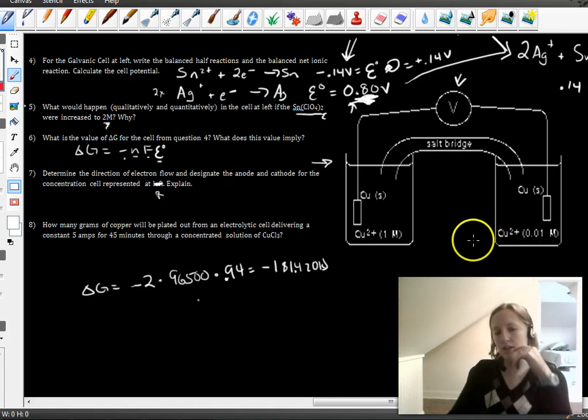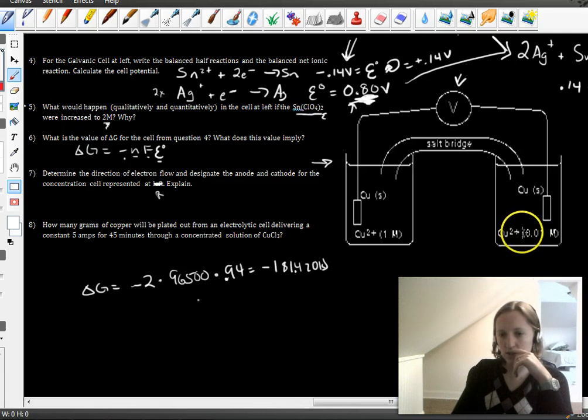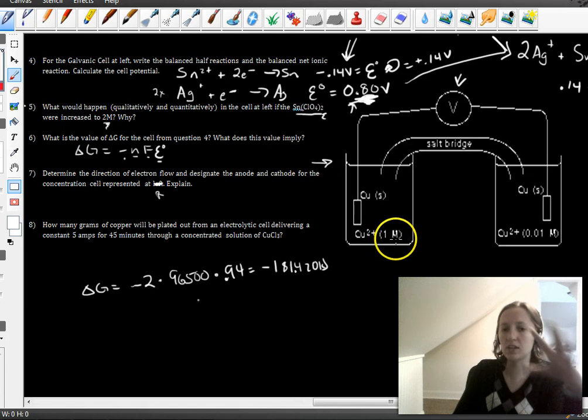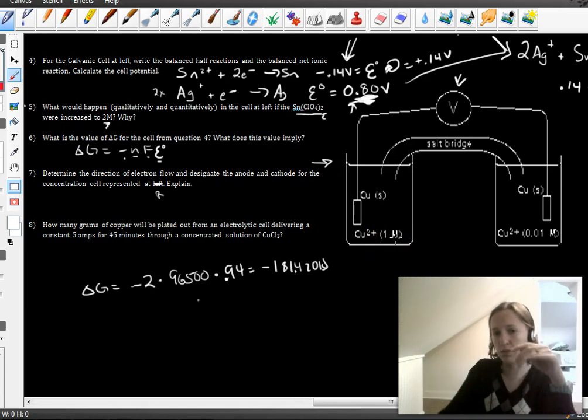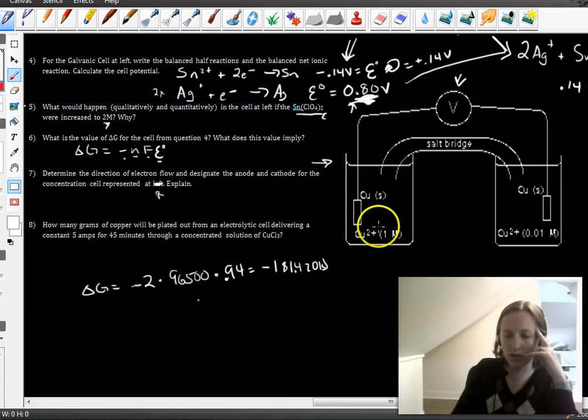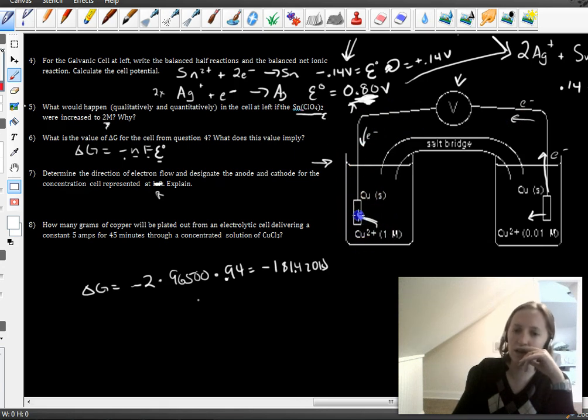So what's going to happen is we need to increase this concentration and decrease this concentration. That's what it's going to do spontaneously. It's going to go to equilibrium where both sides are the same. So for this one to reduce, copper ions need to hop on, and for this one to increase, copper needs to hop off. For copper to hop off, that means it's losing its electrons. The electrons are going that way, and that makes sense because these electrons will be what is allowing the copper ions to hop on.